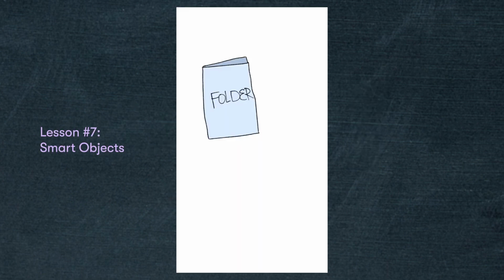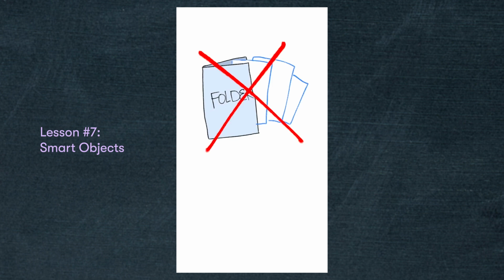Let's start with the question. If I give you 3 documents to put into a folder, does that equal 1 document? No, it's still 3 documents. It's just in a folder.